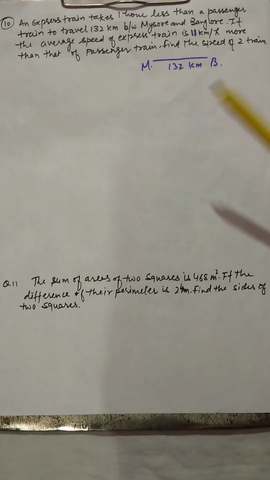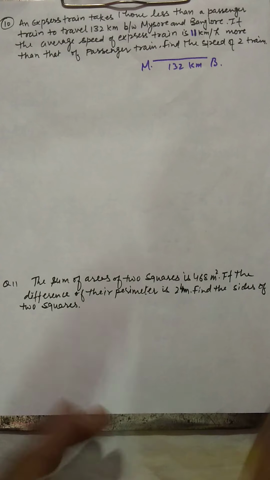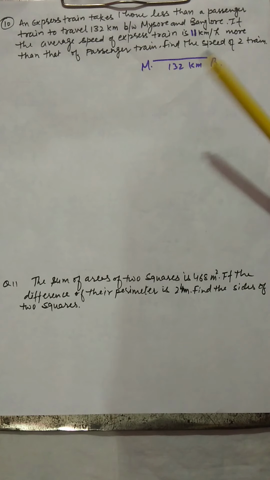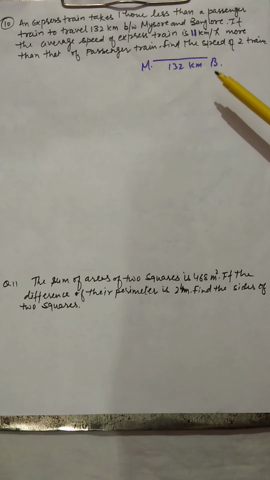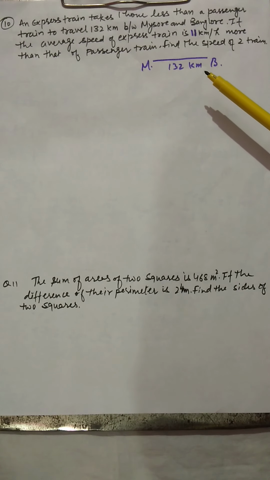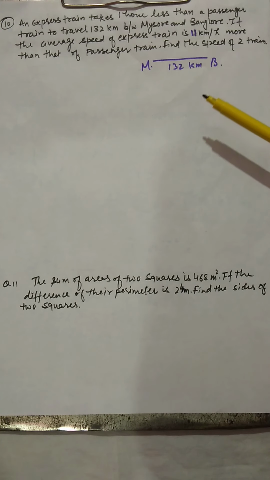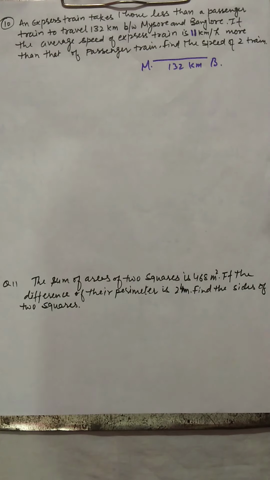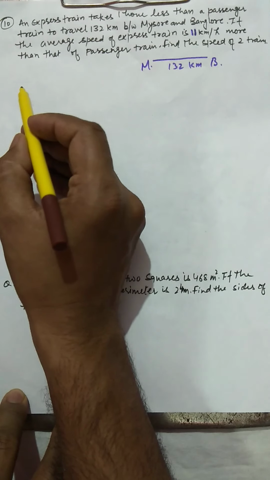An express train takes 1 hour less than a passenger train to travel the 132 kilometer distance between Mysore and Bangalore. If the average speed of the express train is 11 kilometer per hour more than that of the passenger train, find the speed of the two trains. So we'll start the question by assuming the speed.